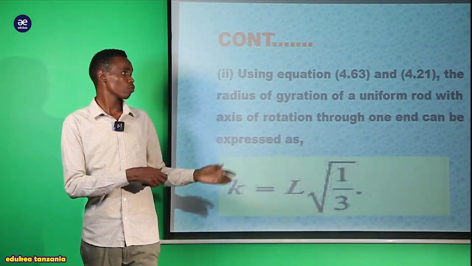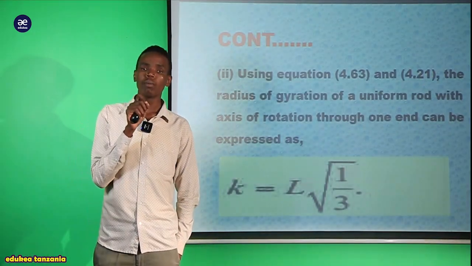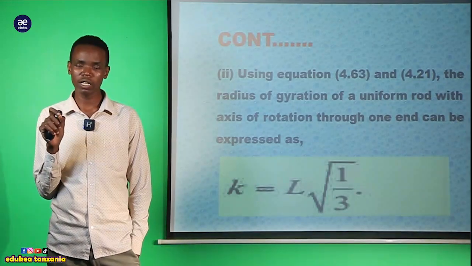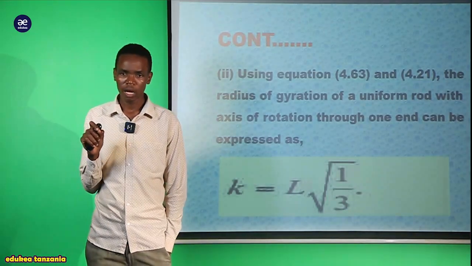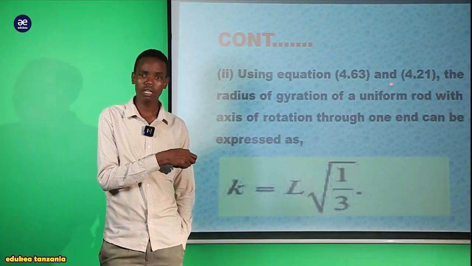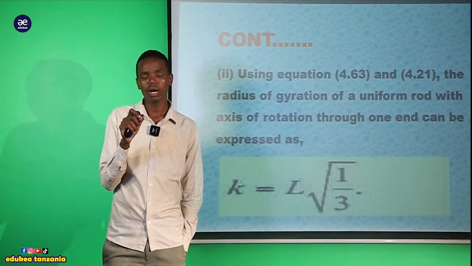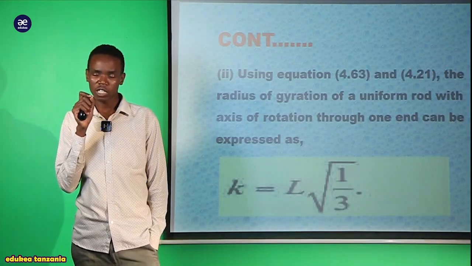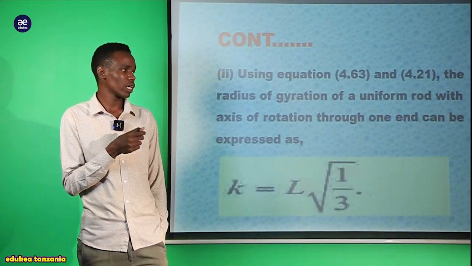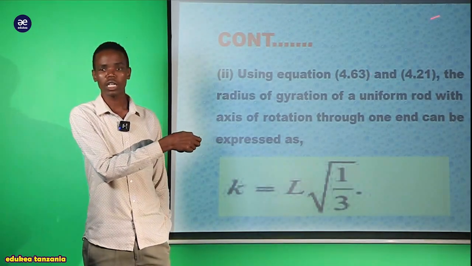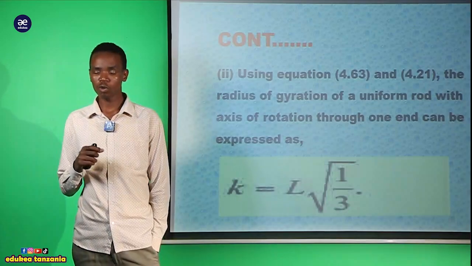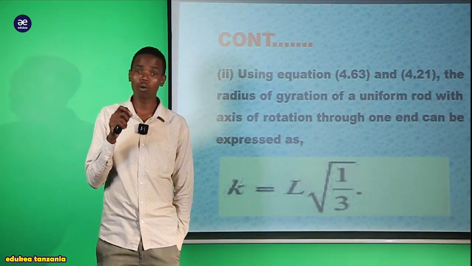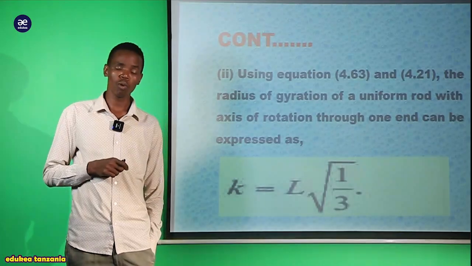So equation number 21 says that the moment of inertia must be equal to 1 divided by 3 ml square. But in equation number 53, the moment of inertia must be equal to mk square. If it is equal to mk square, we are supposed to make a comparison of these two equations. We can equate them because they both have the same moment of inertia.